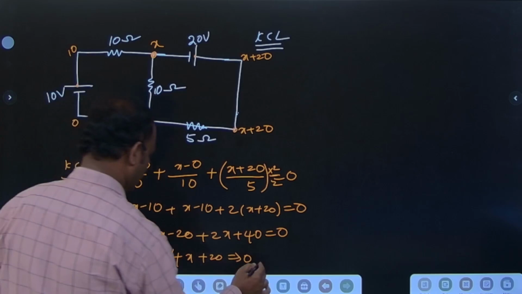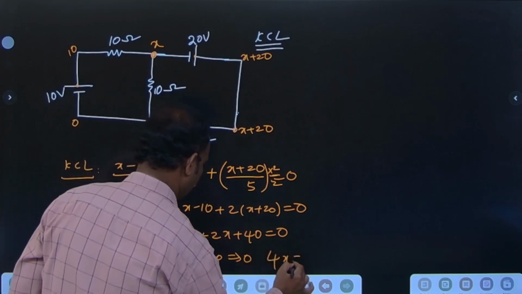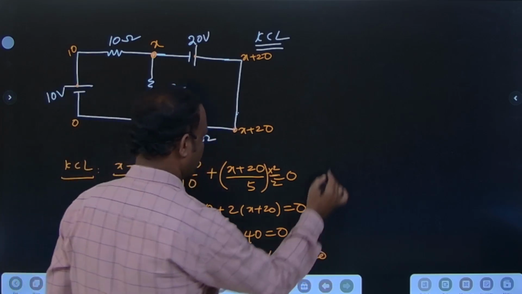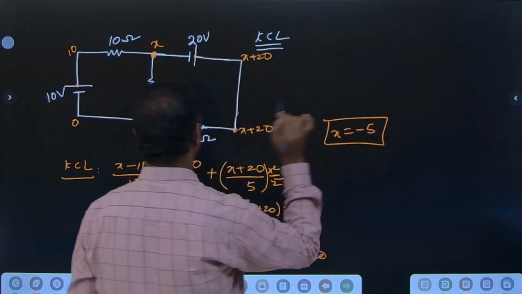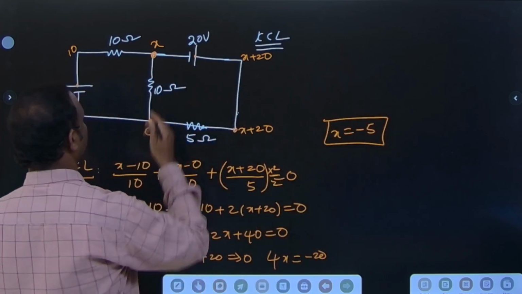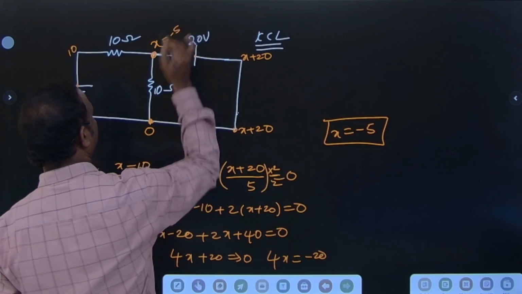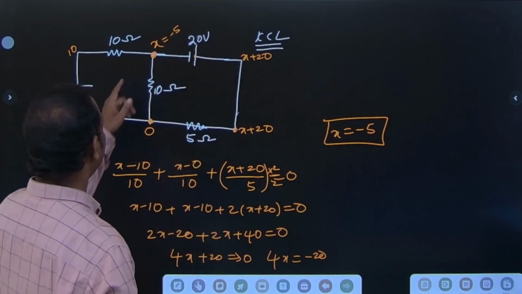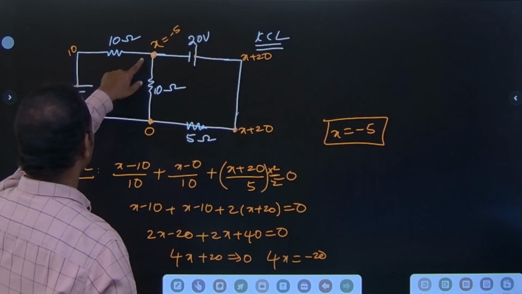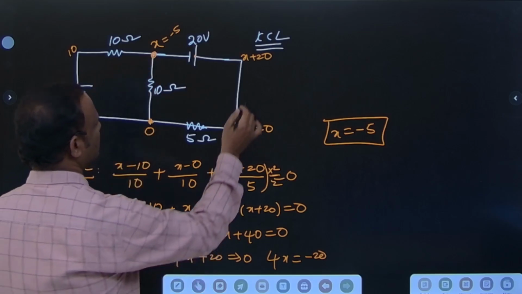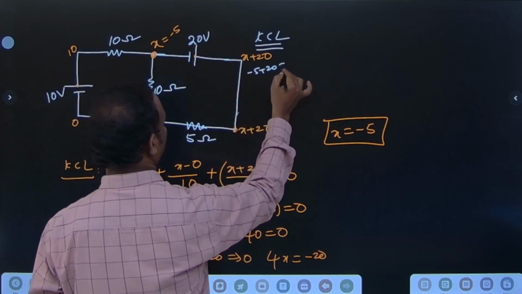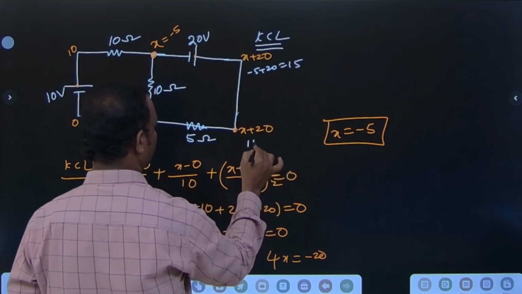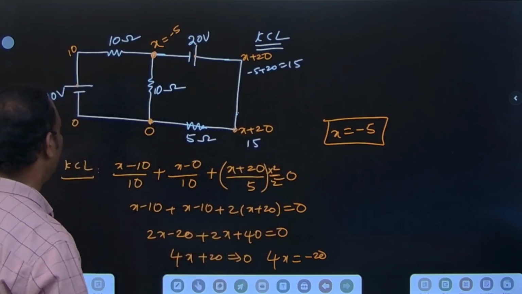Okay. So for 4x is equal to minus 20, x is equal to what? Minus 5. So the x value is minus 5. This will become what? Minus 5 plus 20. What will this be? 15. Here also 15. What is the current?